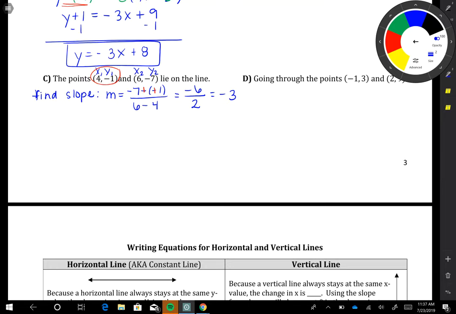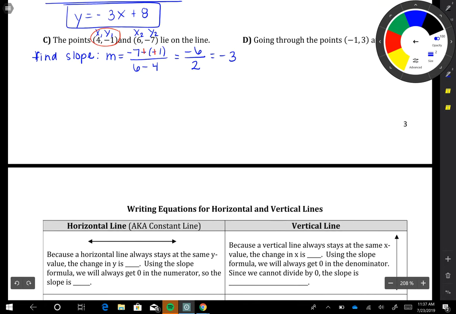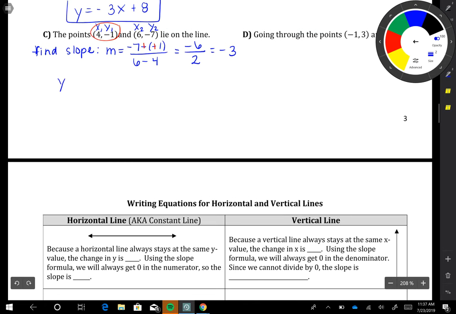So I'm just going to choose the first point, and I'm going to plug it into point slope form, which I'm going to write in general right here. Remember, it's y minus y1 equals m times x minus x1. All right, let's plug it in. So that is going to be y minus, my y coordinate is -1, equals my slope, -3, times x minus my x coordinate, 4.